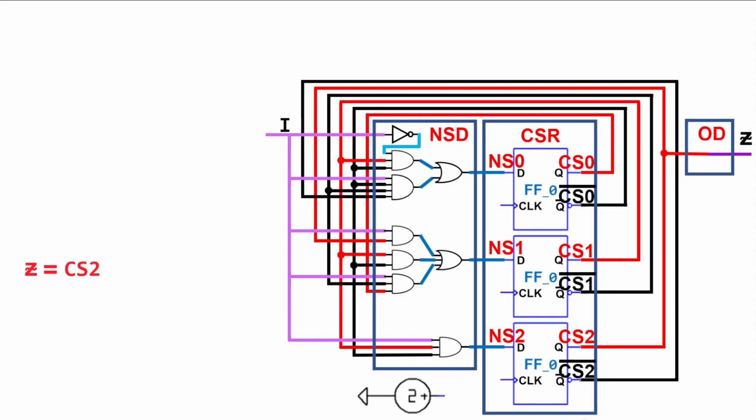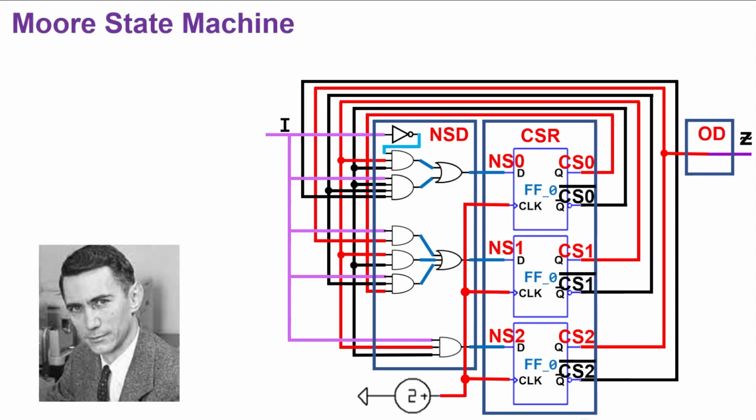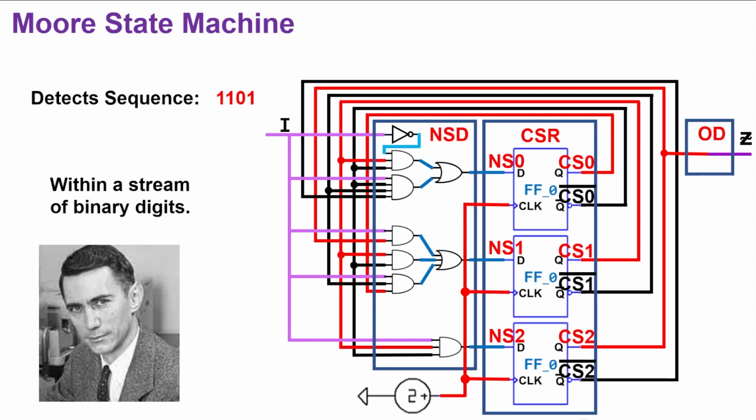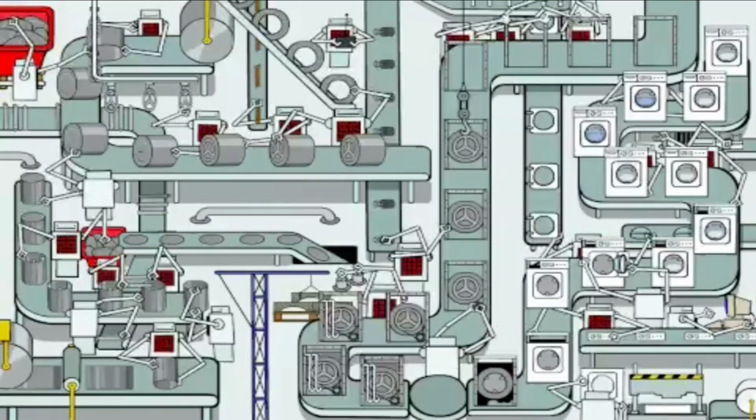There. Oh, we have to put the clock in there still, don't we? And the clock has to feed all 3 flip-flops, and that's pretty much the whole machine. That is Moore's state machine, and it can find as many sequences of 1101 as you throw at it within a stream of binary digits.